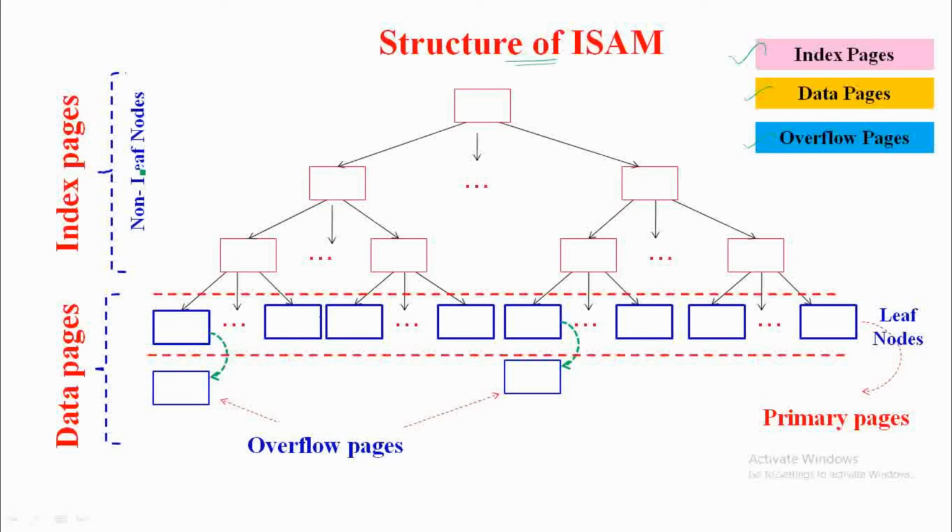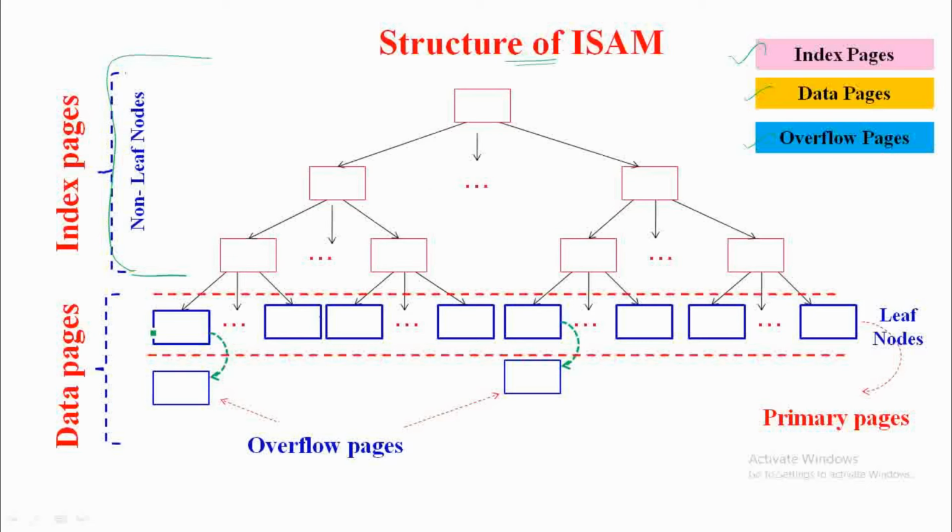In this ISAM tree, all the non-leaf nodes from the root to this level are known as index pages, in which m plus 1 pointers and m search key values are stored. In index pages, actual records are never stored, because the index pages are created only to organize the records and access the records that are stored in the data pages. That's the main purpose of index pages.